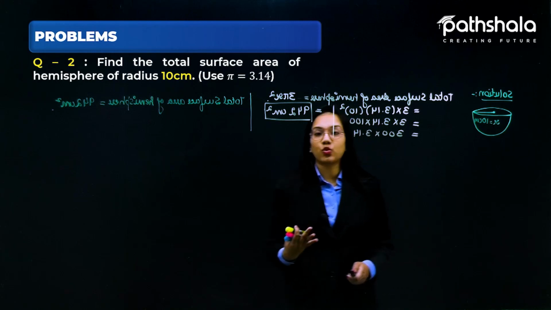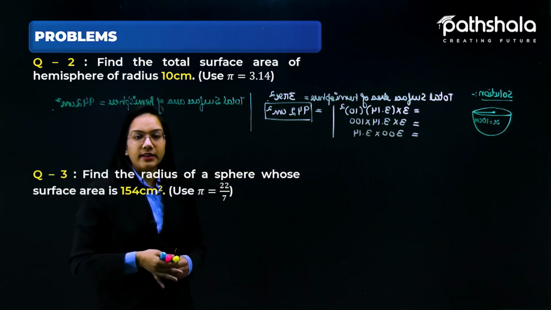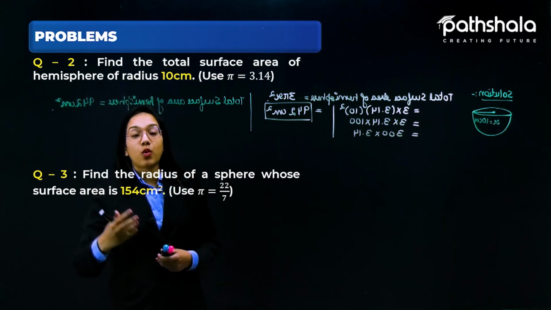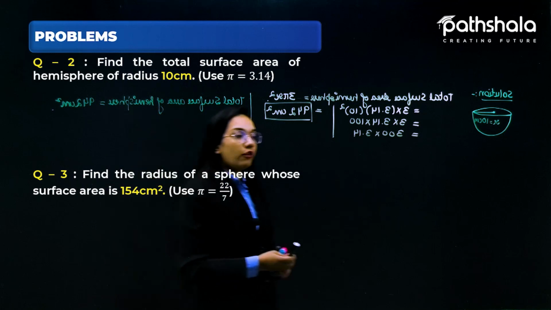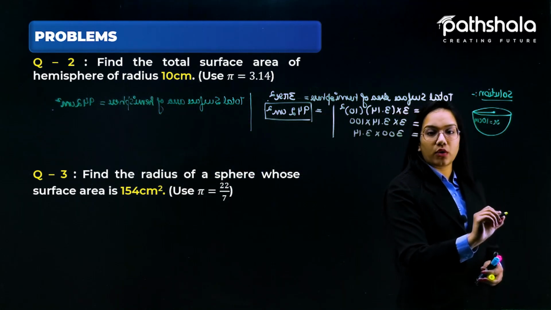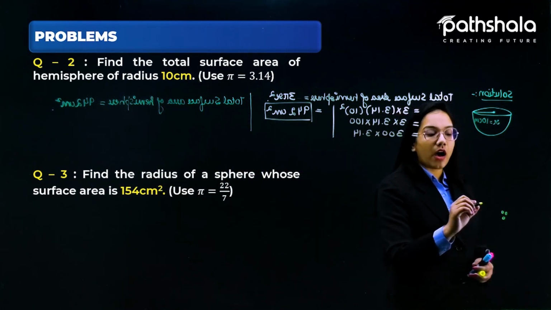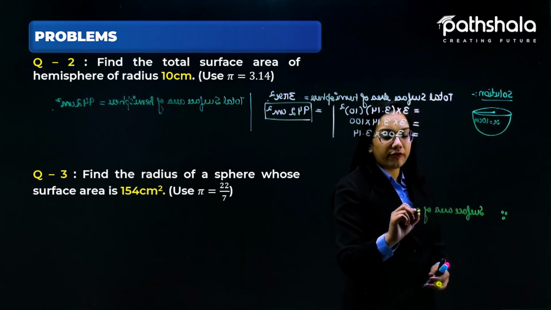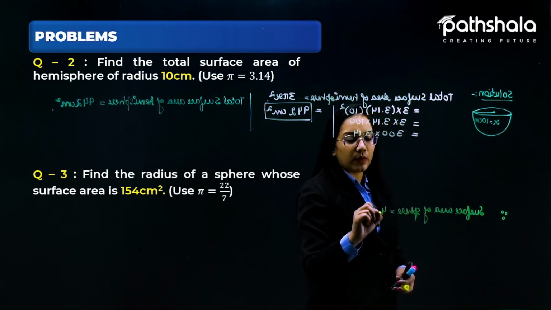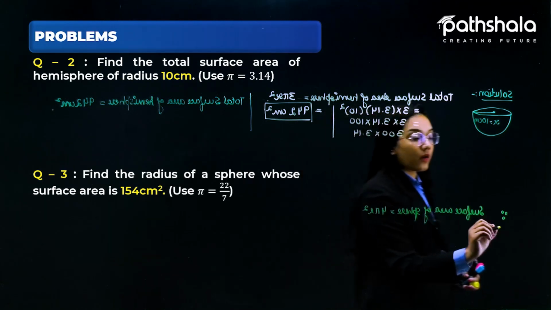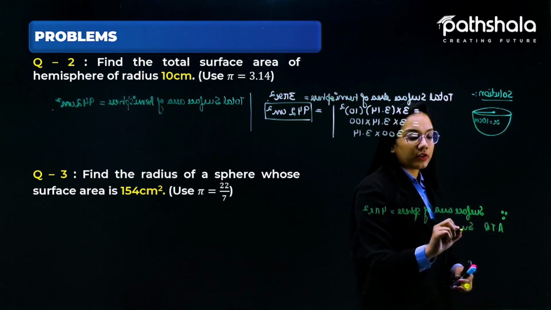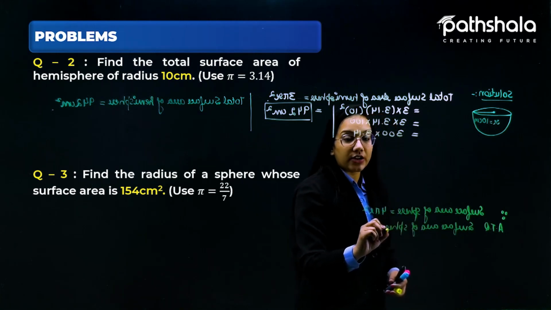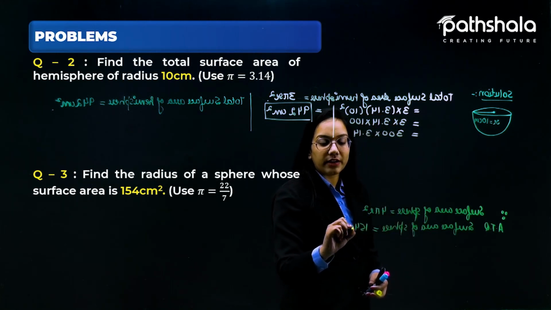Now let's see the next question. Question number 3 says: find the radius of a sphere whose surface area is given to us as 154 centimeters square. First of all, since we are talking about the surface area of this sphere, we know that the surface area of the sphere is equal to 4 pi r square, and according to the question it is given that the surface area of the sphere is equal to 154 centimeters square.